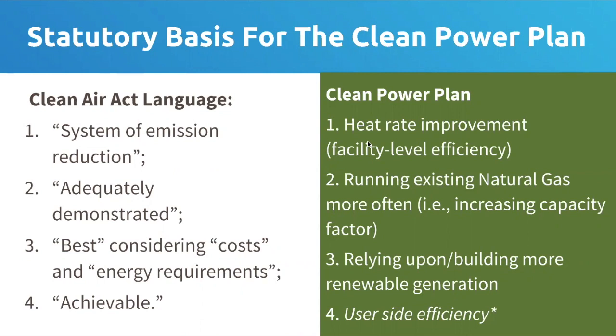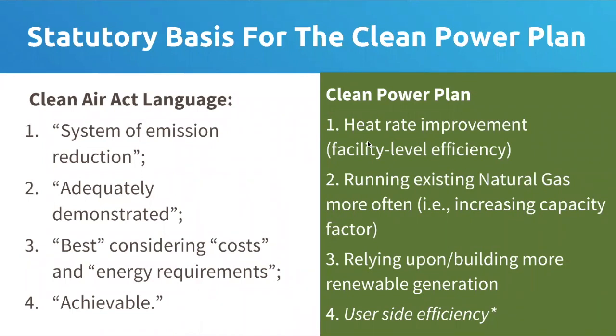So coal has an energy content, and when you burn it, that energy content is transferred into heat. So the heat rate improvement is basically making that combustion process more efficient. The second block of the Clean Power Plan was running existing natural gas more often. So natural gas has an emission rate that's about half that of coal per unit of energy. So half the amount of carbon dioxide is emitted for the same amount of energy generated. So if you switch your generating over to natural gas, you reduce greenhouse gas emissions.